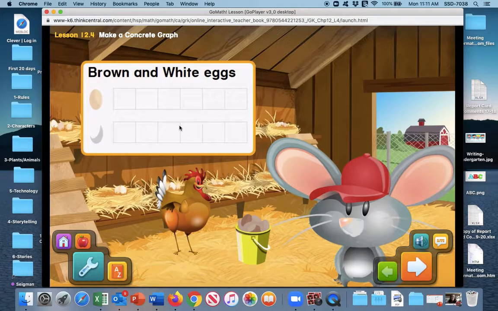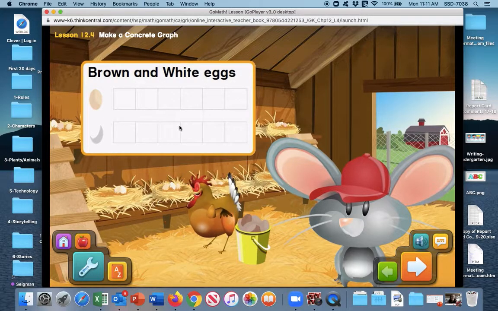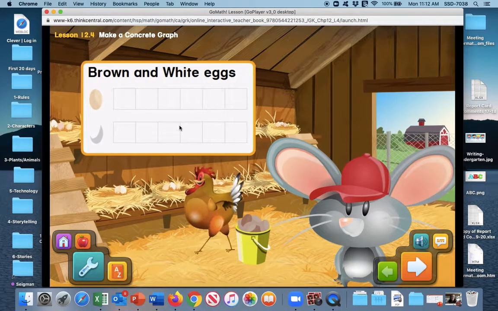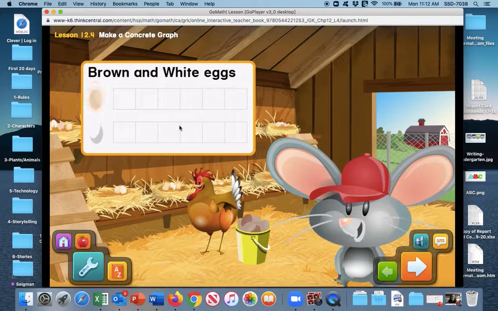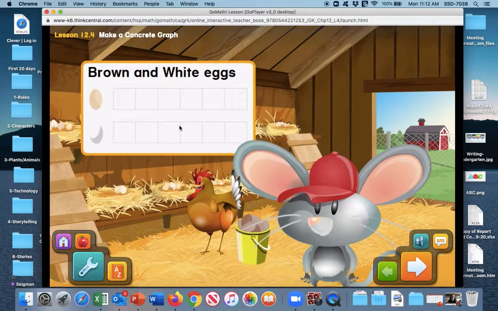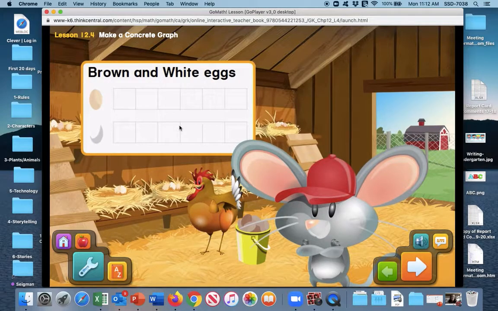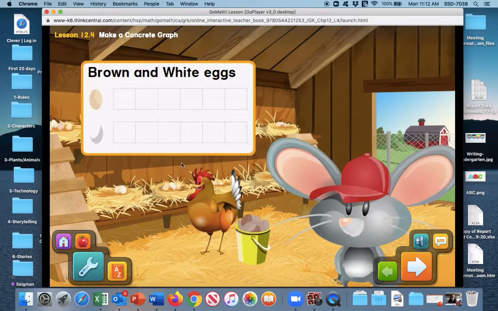Wow, look at all the eggs. Charlie says that the people wanted to sort and count the eggs. They wanted to sort and classify the eggs by color. Then they wanted to know how many brown eggs there were and how many white eggs there were. Those are good questions. I'm a bit confused about this. Maybe we could find out how to make a graph to help. Come on, let's get started.